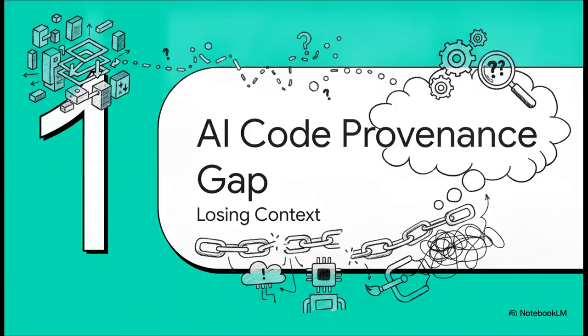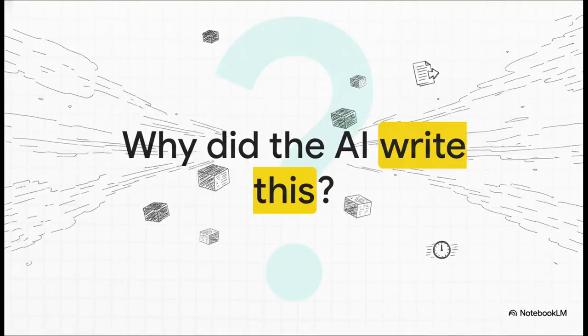All right, Section 1, the AI code provenance gap. So here is the hook, and I know it's a question you've probably asked yourself at least once. Why on earth did the AI write this? AI agents can crank out code incredibly fast, but the catch is they leave absolutely no trace of their reasoning once the session ends. The second that context window closes, the thought process basically just evaporates. You get the code, sure, but you completely lose the journey of how the agent got there.